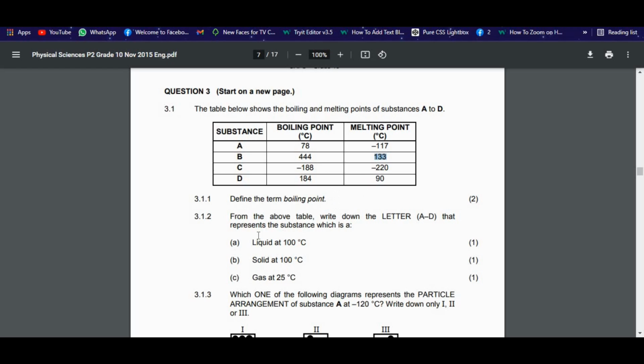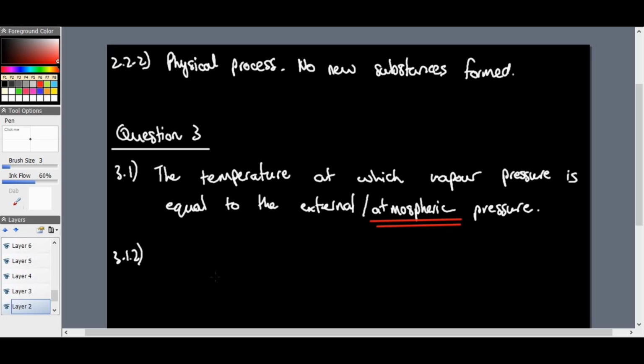For 3.1.2A, a liquid at 100 degrees Celsius, that definitely must be D, judging by these 2 temperatures. If boiling point is at 184, at 100 degrees it must still be a liquid, and melting point is at 90, which is just 10 below. So 3.1.2A, I'm going to say that's D. I'll keep red for now.